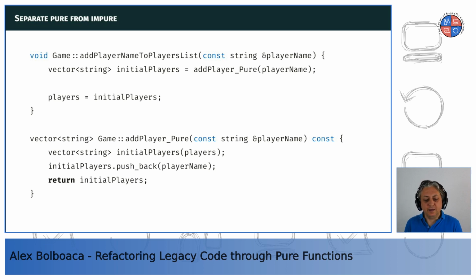I can have the add player pure here, which receives a string player name. It also creates a vector of initial players, does the pushback, returns the new value. And as you can see, because it's a const parameter, it's a const function, it doesn't change anything. Now what I have is a function that is pure, separate from the function that is impure.